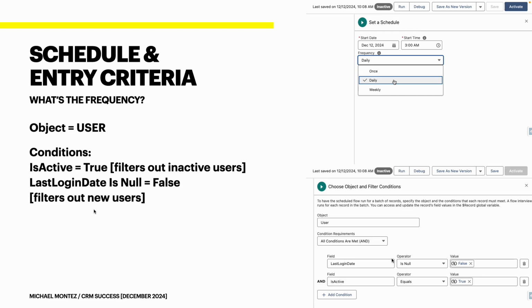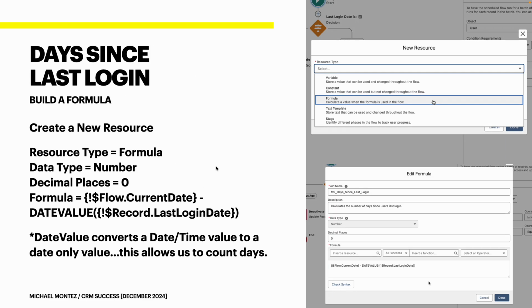So next step is now we've got to actually build a new formula field. We need a new resource. On the left-hand side of the screen is the resource builder. You're going to want to do a new resource, and that resource you're going to build is a formula.